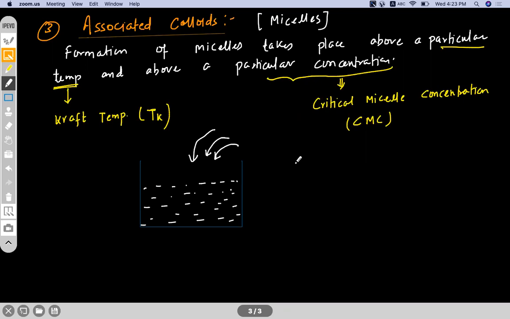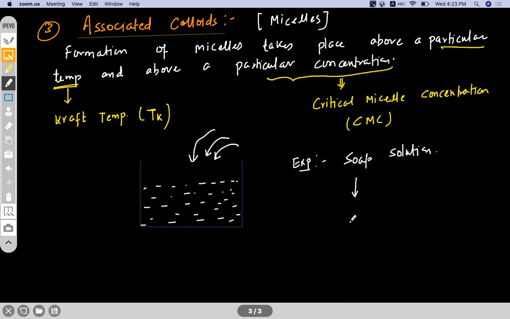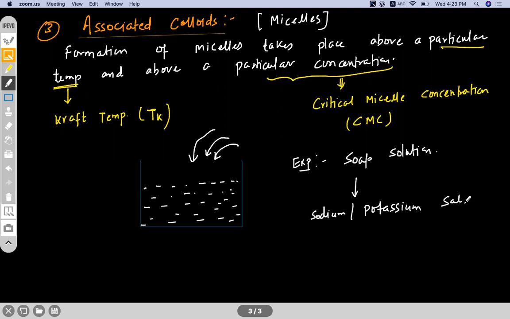See, the best example of this kind of colloids is soap solution. Soap, or we can say a detergent and water solution. All these are examples of associated colloids. Soap is the sodium or potassium salt, write down, sodium or potassium salt of higher fatty acids.